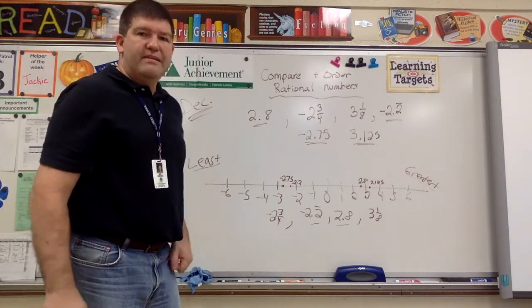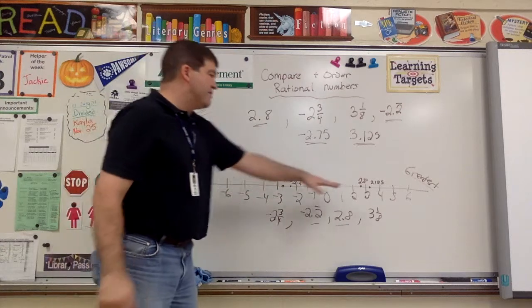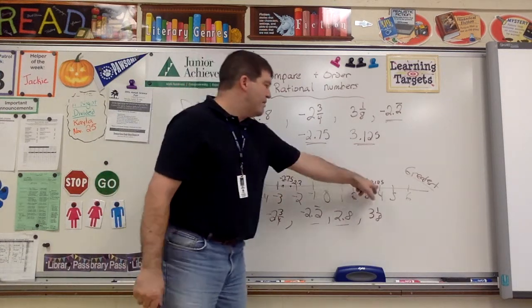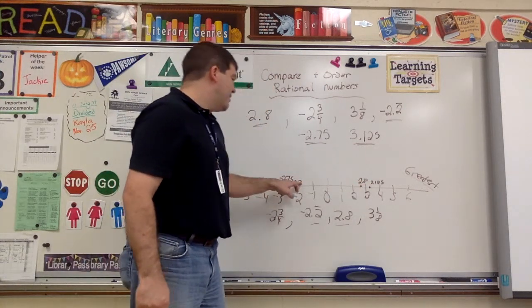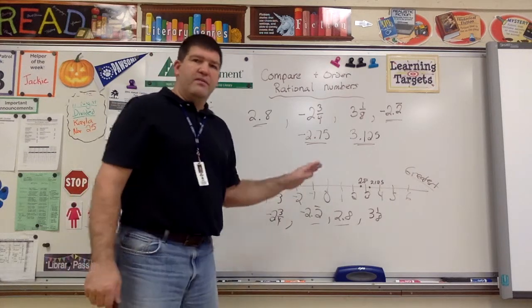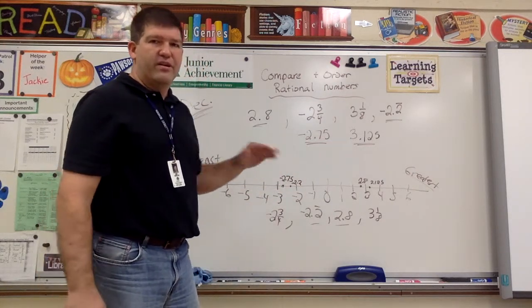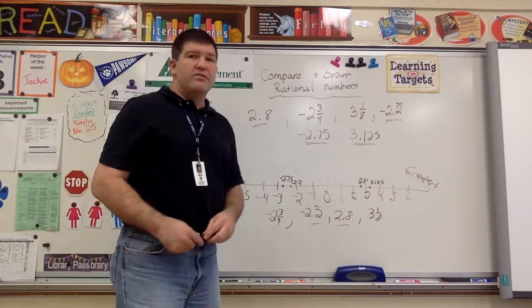Once it's on the number line, it's easy. I could also have put these in order from greatest to least. The greatest being this one, then that one, then that one, and this one being the least. You can go greatest to least, least to greatest, once they're on the number line. That's also a way to compare it.